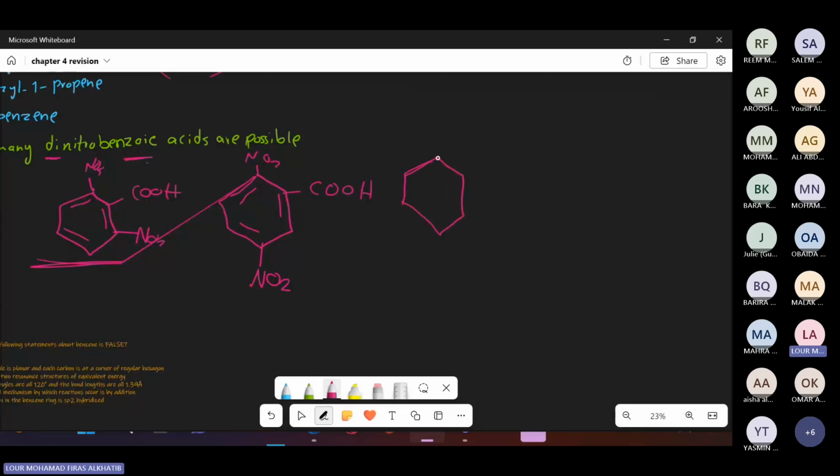Okay. What other thing can we draw? We can still move this guy. We can move it another position here, right? So till now, how many do we have? We have 3, right? What can we do? We can move this guy again 1 position.